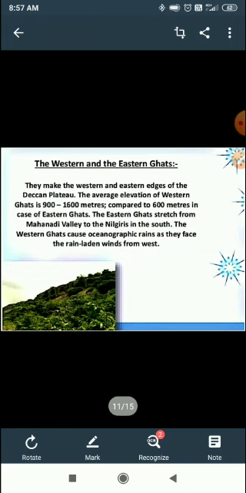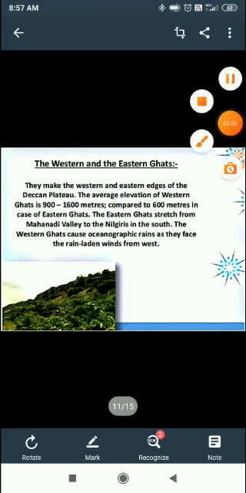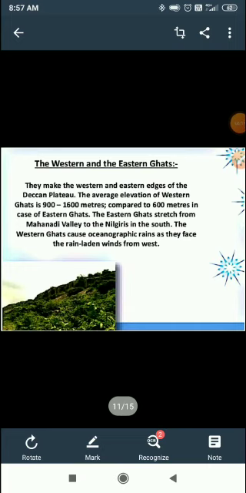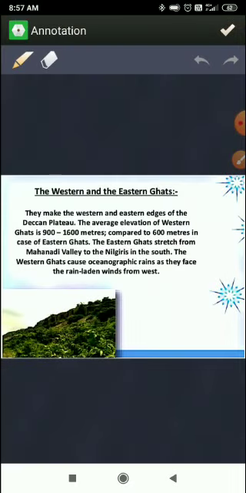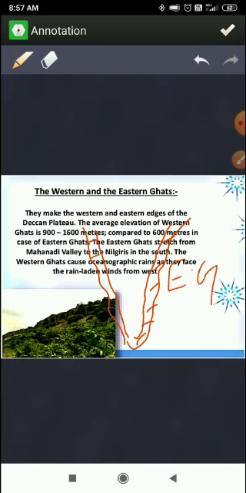Now we are moving to the next point, which is the Western and the Eastern Ghats. As you know, by drawing a map we can represent the Eastern and Western Ghats. Suppose this is the map of India, and here you can see the side belonging to the west coast and the side belonging to the east coast. These are called the Eastern Ghats, and this part of India is called the Western Ghats. I hope you have understood.